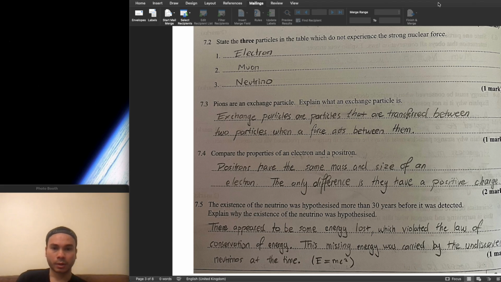The existence of the neutrino was hypothesized more than 30 years before it was detected. Explain why the existence of the neutrino was hypothesized. Again, this is to do with the law of conservation of energy. Scientists found out there was some small amount of energy missing, which they then later discovered to be these neutrinos, which accounted for that lost mass. And this equation E equals mc squared tells us that relation between mass and energy.